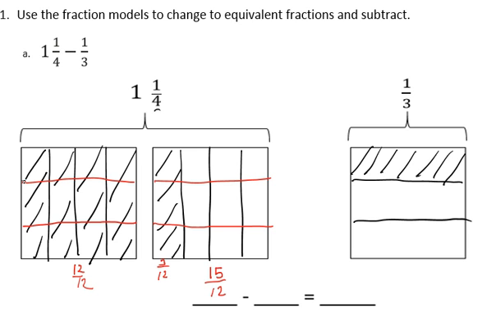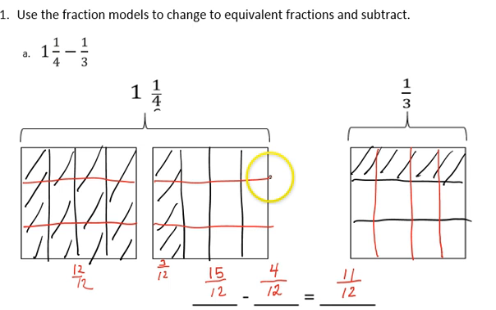Now I need to turn my 1/3 into twelfths, and I do that by drawing fourths on top of the 1/3. I have 12 pieces now, and 4 of those are shaded. My new problem then is 15 twelfths minus 4 twelfths. Well, 15 minus 4 is 11. My final answer is 11 twelfths.